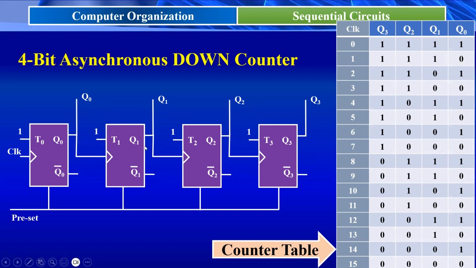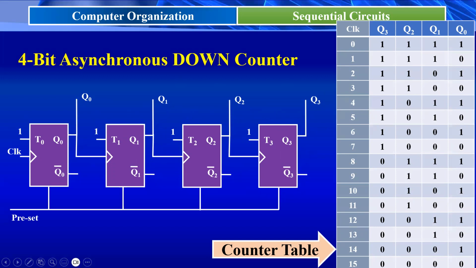That 1 drives the second flip-flop, and it toggles because the T1 input is 1. Previous Q1 value is 1, now it becomes 0. That 0 can't drive flip-flop 2, so it maintains its previous value, and T3 is also not driven, so T3 also maintains its previous value. So the state of your counter is 1, 1, 0, 1. Like this, the counting is in the down counting style.